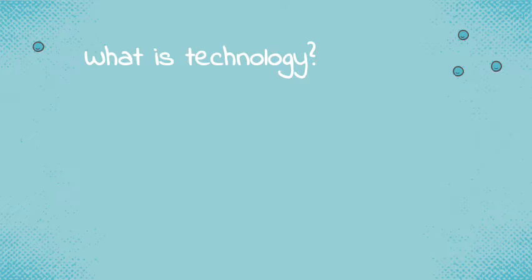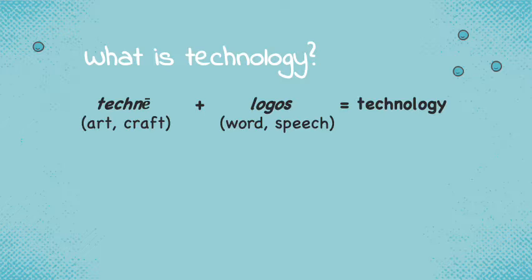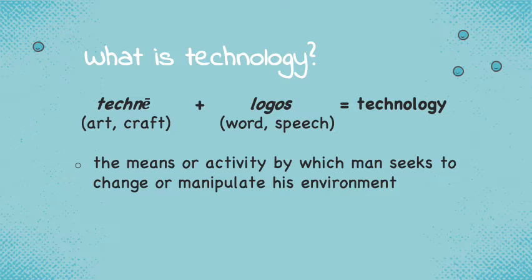Nowadays, technology comes alongside science. The term technology is a combination of the Greek techne, meaning art or craft, and logos, which means word or speech. In the 17th century, technology meant a discourse on the arts. By mid-century, technology was defined by such phrases as the means or activity by which man seeks to change or manipulate his environment.